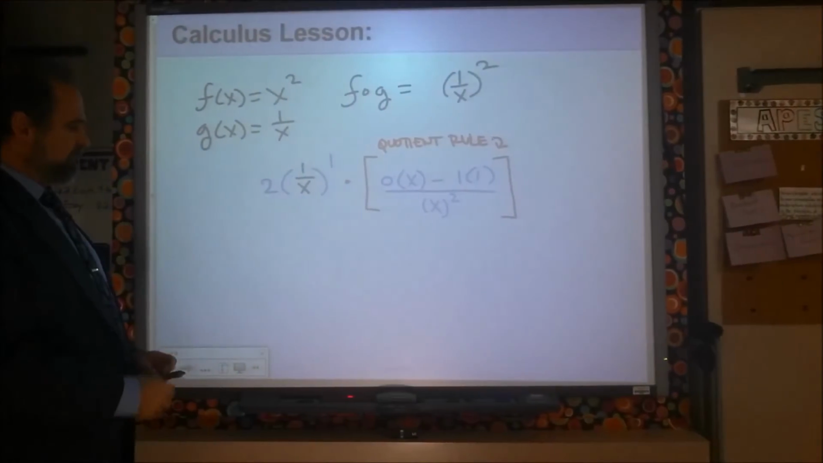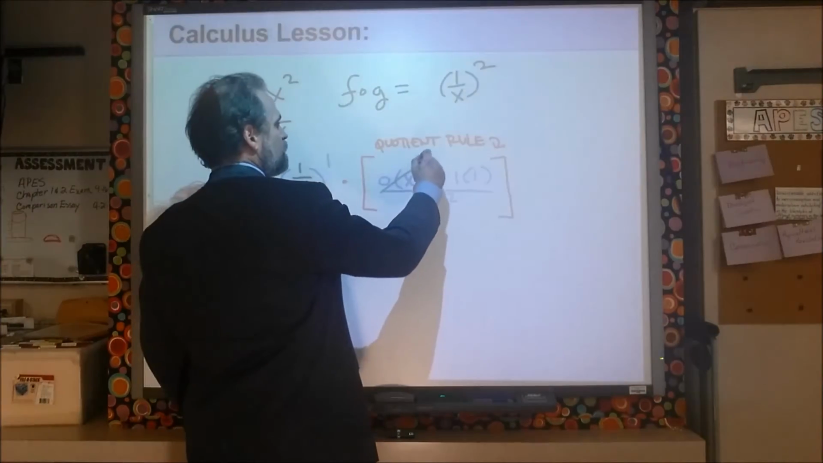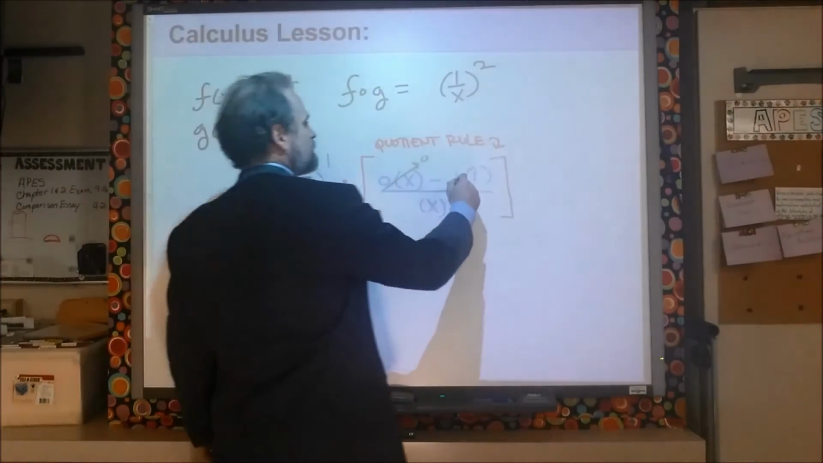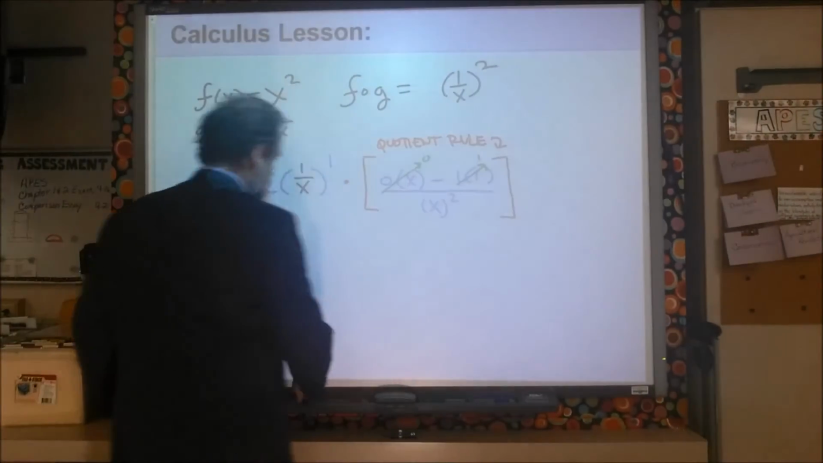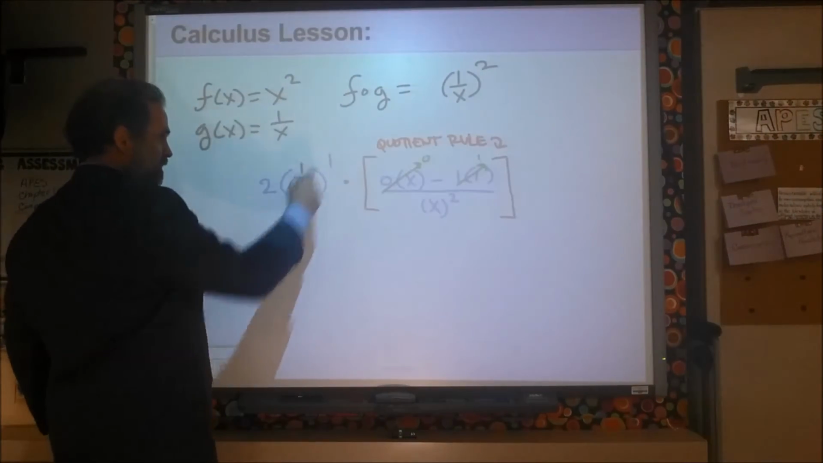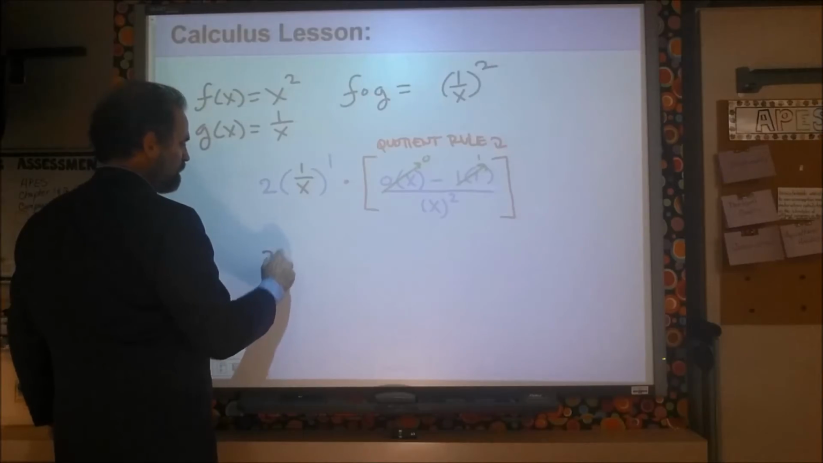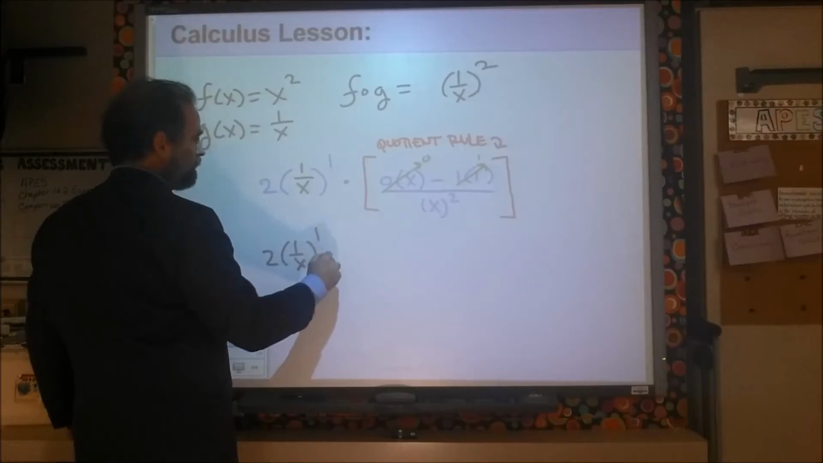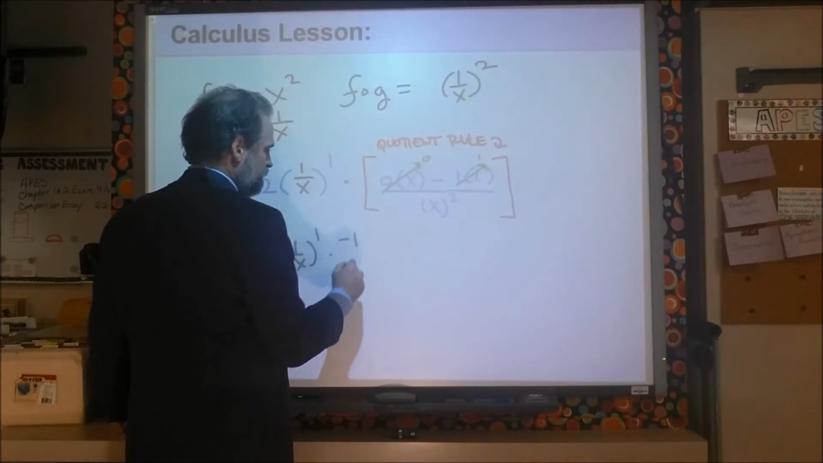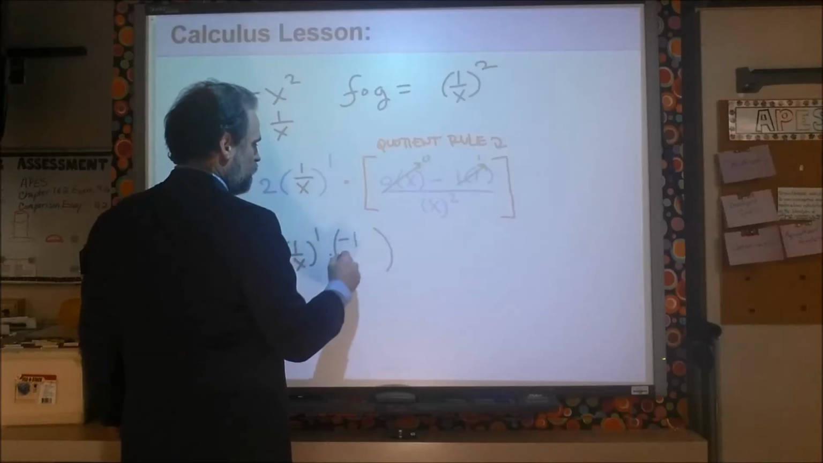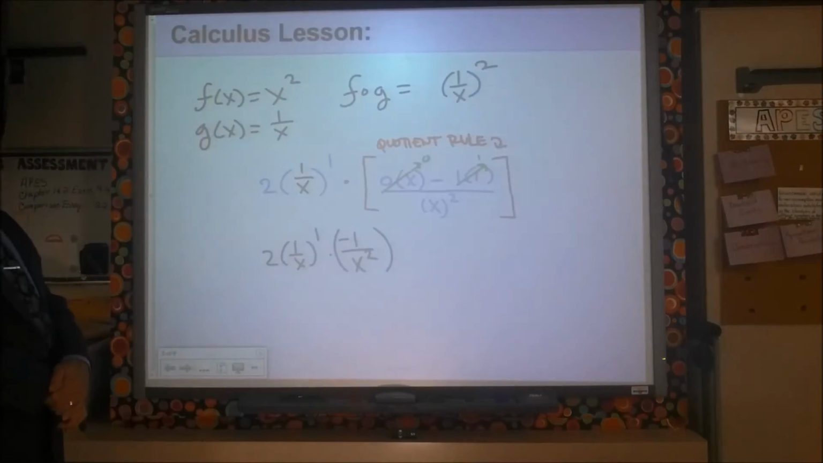So let's simplify that bad boy. This is 0. This is 1. Yeah? So what I get is 2 times 1 over x to the 1 times 0 minus 1, negative 1, over x squared. Look at that. All right?